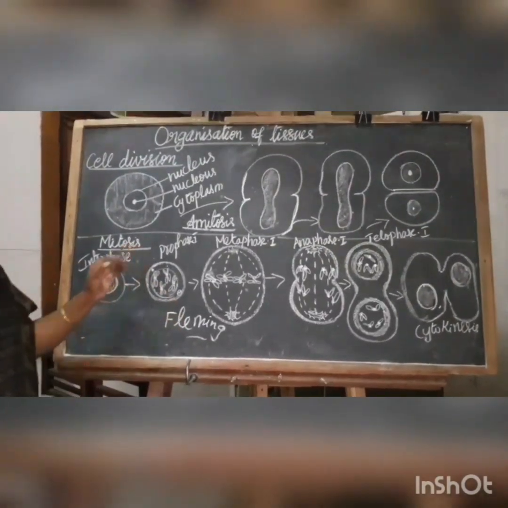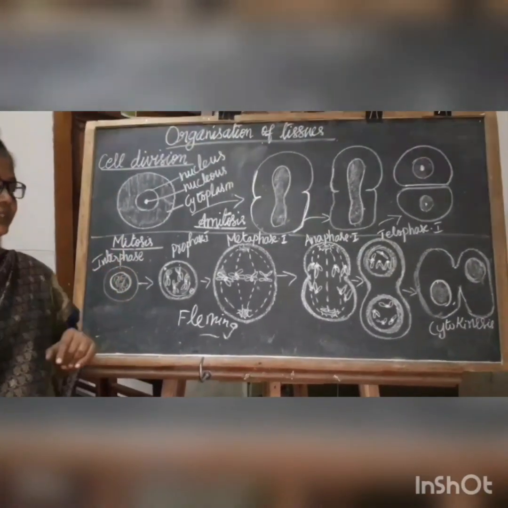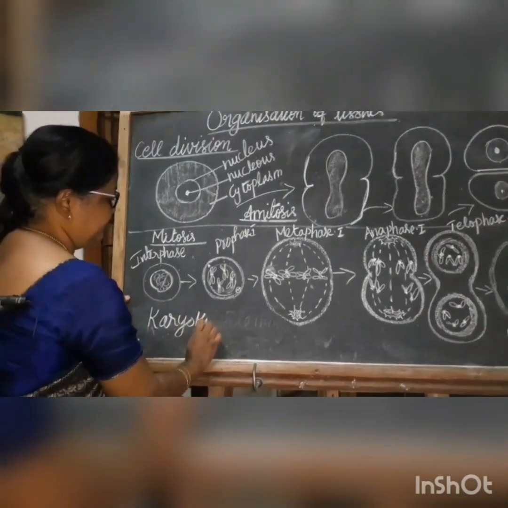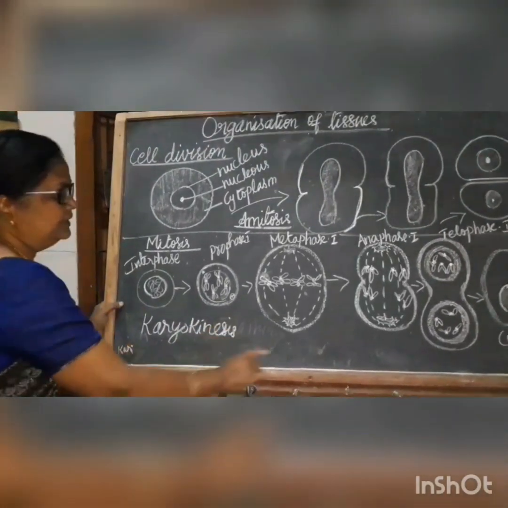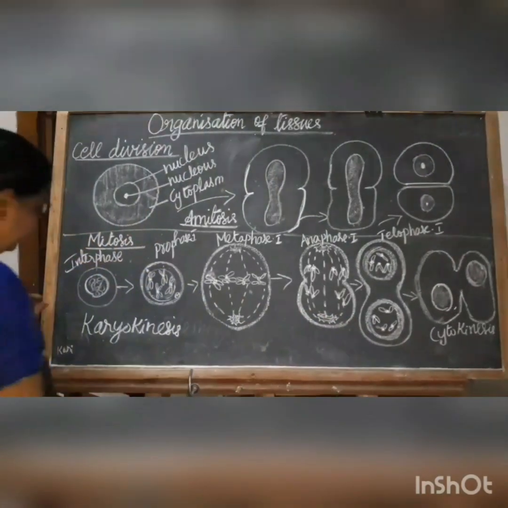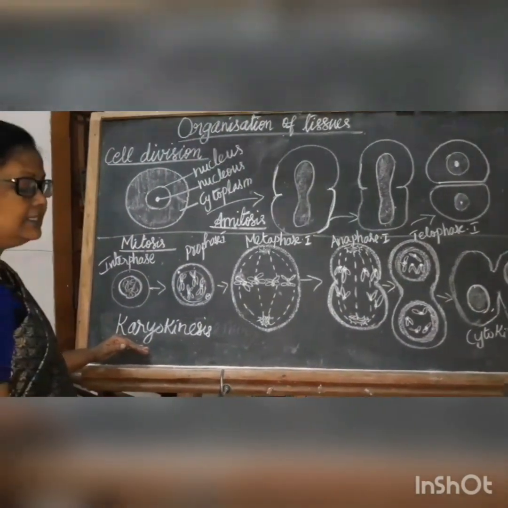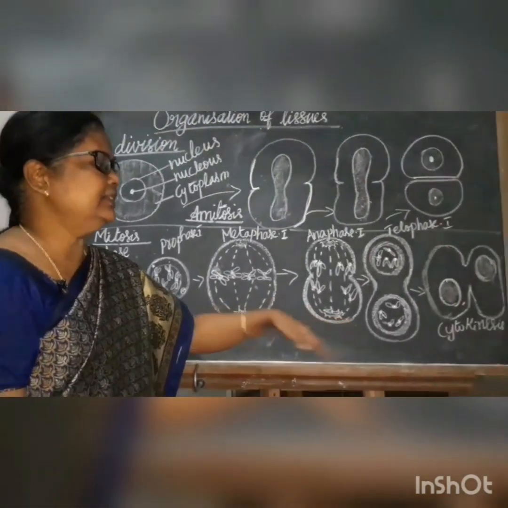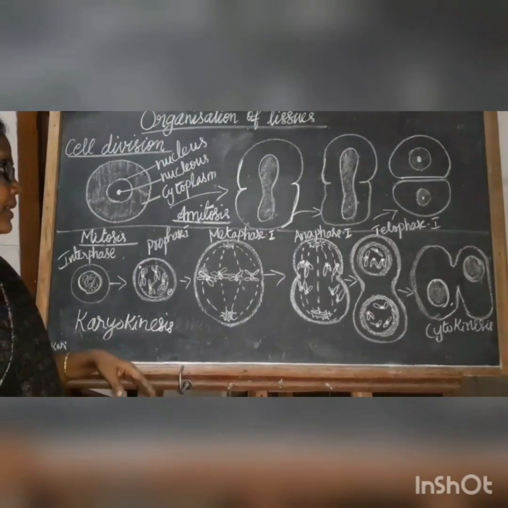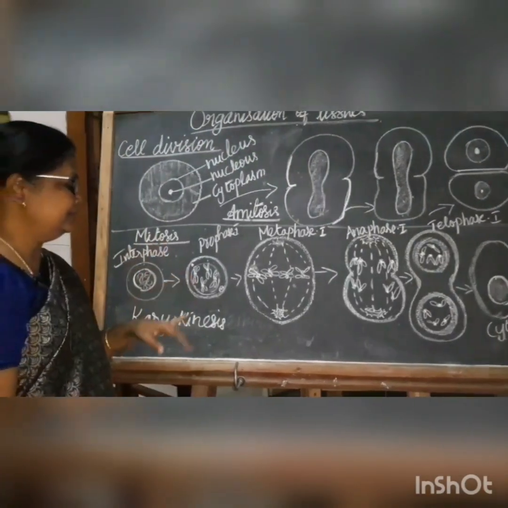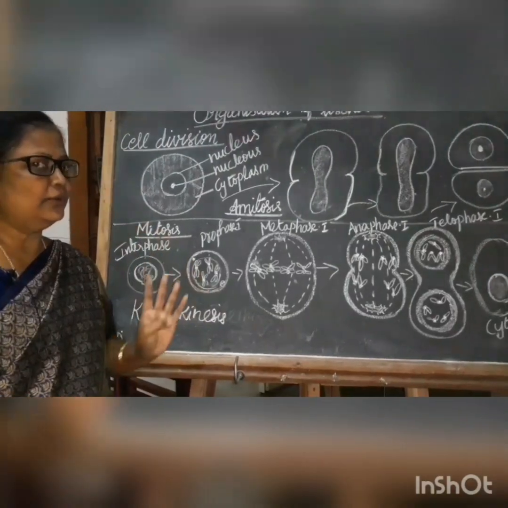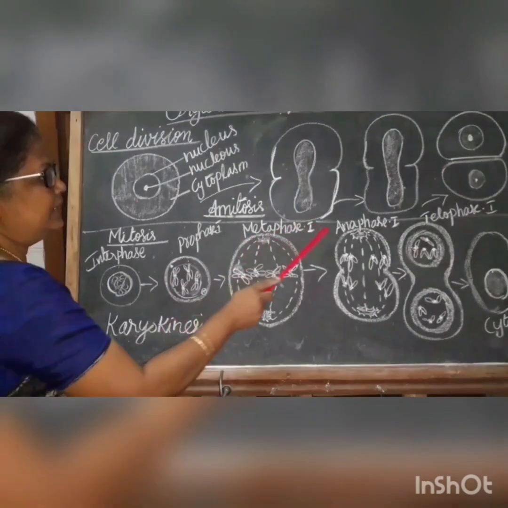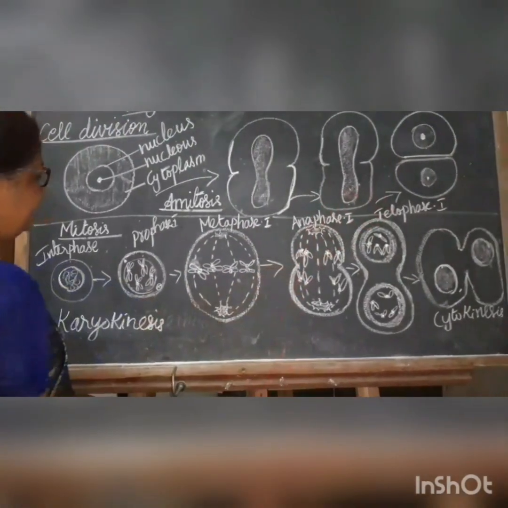In mitosis you can see two events. One is karyokinesis, the other is cytokinesis. Karyokinesis means the nucleus will divide. Cytokinesis means the cytoplasm will divide. So in mitosis you will see two events, and it undergoes four phases: prophase, metaphase, anaphase and telophase.